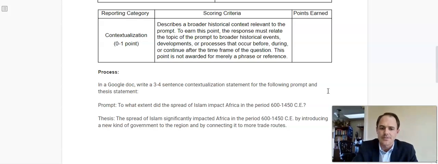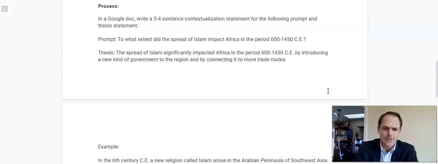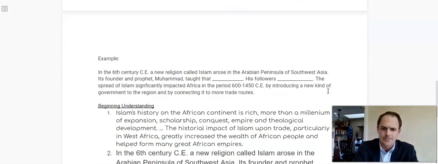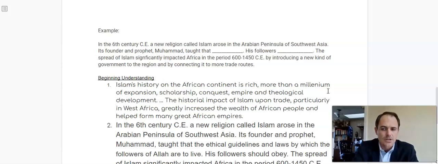So here's the thesis. The spread of Islam significantly impacted Africa in the period 600 to 1450 CE by introducing a new kind of government to the region and by connecting it to more trade routes. Guys, I hope you're seeing these examples of thesis statements and noting what a good thesis statement looks like, because soon I'm not going to be giving them to you and you're going to have to be writing them as well. But training wheels are still on, so I'm still giving them to you.